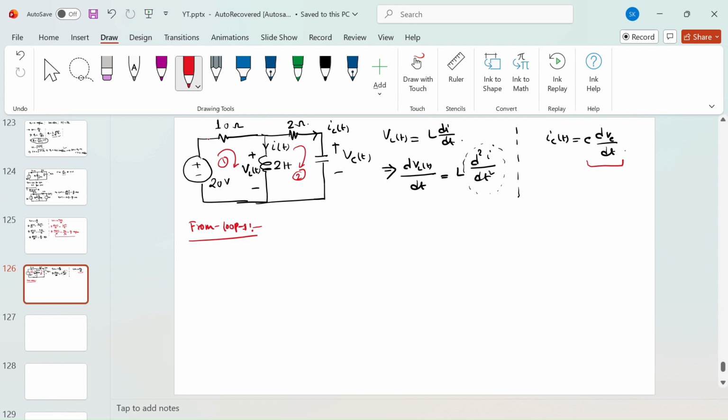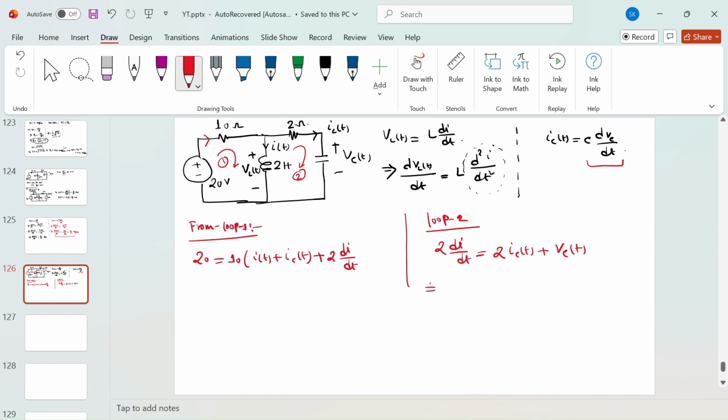See, this current is I(t) plus IC(t), right? So 20 is equal to 10 I(t) plus 10 IC(t) plus 2 di by dt, that is nothing but VL(t), right? For loop 2, we can write 2 di by dt is equal to 2 IC(t) plus VC(t), right? IC(t) is nothing but C dVc by dt, right? So C dVc by dt, C is 1 by 4 dVc(t) by dt plus VC(t).